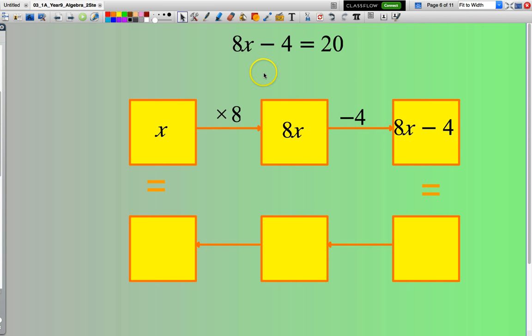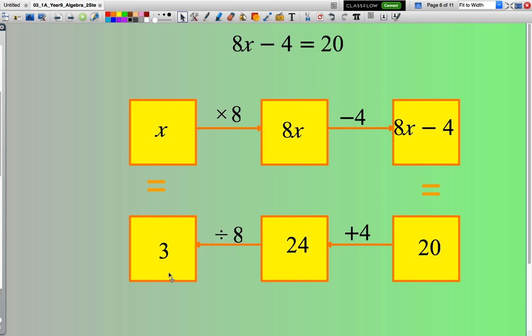Now that I've finished my story on the left-hand side of this equal sign, I work on the right-hand side. So I know that 8x minus 4 equals 20. So I need to basically go backwards from that. The opposite to subtracting 4 would be adding 4. When I add 4 to 20, I will get 24. Now, what's the opposite to multiplying by 8? That would be dividing by 8. So 24 divided by 8 equals 3. So I can say that x equals 3.